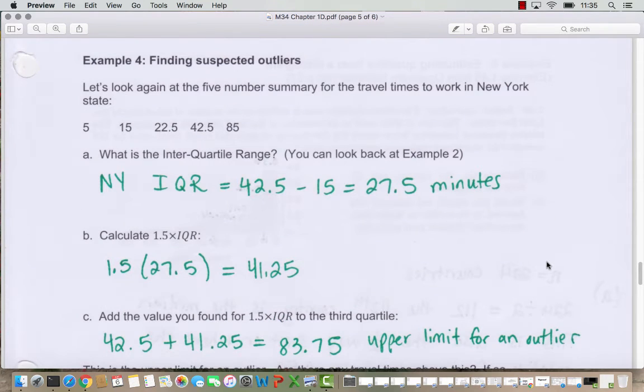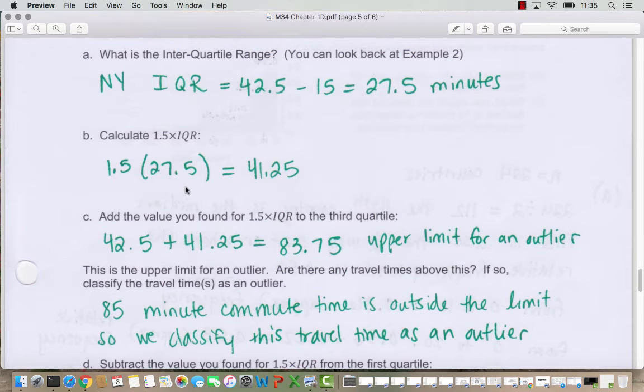So how do we find what we think are outliers? Here in example 4, we're looking again at the 5-number summary of the travel times for workers in New York. If we calculate the interquartile range, I think we did that a couple of examples ago, we saw Q3 minus Q1, 42.5 minus 15 is 27.5 minutes for the interquartile range. Now we want to multiply that by 1.5. We use 1.5 as a rule to go a little bit bigger than the interquartile range. Statisticians at some point settled on this 1.5. So if we multiply 1.5 times 27.5, we get 41.25 minutes.